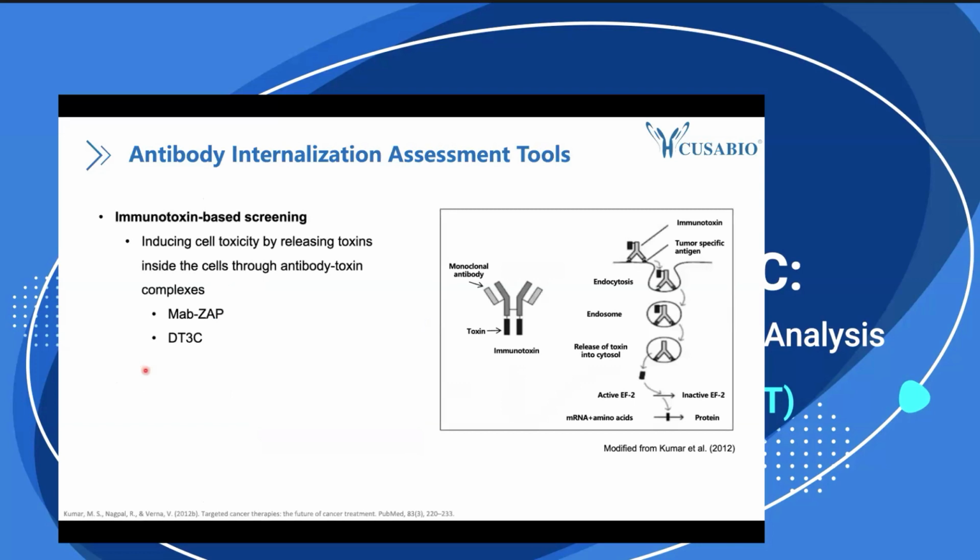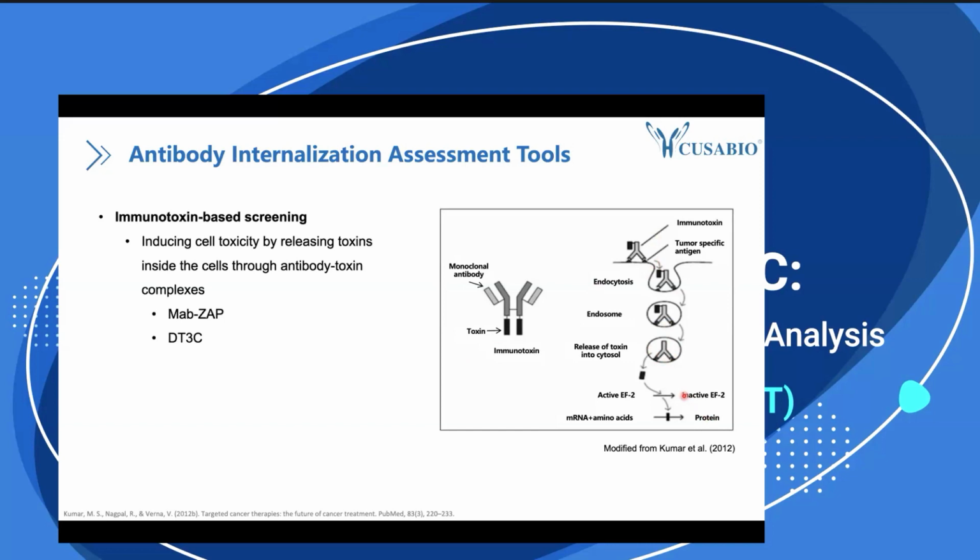And for the last one, the toxin-based screening. This one uses an immunotoxin to cause toxicity to the cells. By causing cell death, you can infer the internalization efficiency of the antibodies. It relies on the release of the toxin inside the cells. Here's one example. You attach the toxin to the monoclonal antibody, and because the antibody binds to the surface antigen, the whole immunotoxin is internalized into the cells. Inside the cytoplasm, the toxin inactivates EF2, causing inhibition of protein translation, and then cell death.